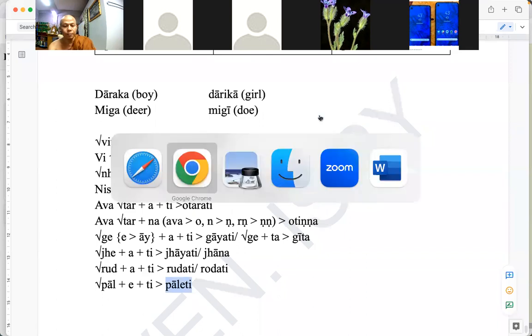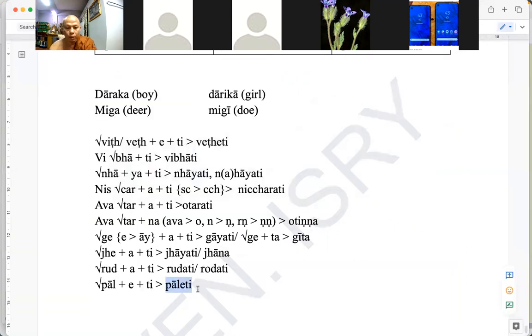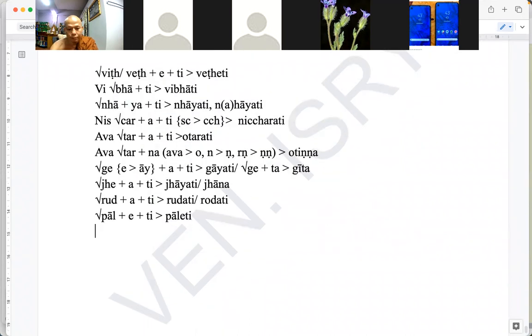And then another one. So Sani Batadi, assemble or gather. So Sam prefix and the Ni prefix. Root is but. Sign is A and then D. So we have the Sani Batadi. Okay, so here Na and Na are assimilated, become the same Na. So Sani Batadi, assemble.